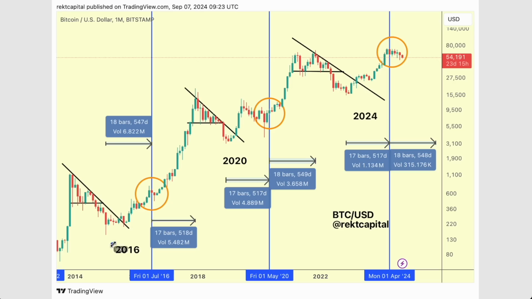Because if we focus on each of these halvings, here depicted in vertical blue lines, then before the 2016 halving, we can notice that it was 547 days before the 2016 halving where we bottomed in the bear market for Bitcoin. And just notice that if we do a mirror image of this, then you'll notice that after that 2016 halving, it took roughly the same amount of time to peak in the bull market in 2017.